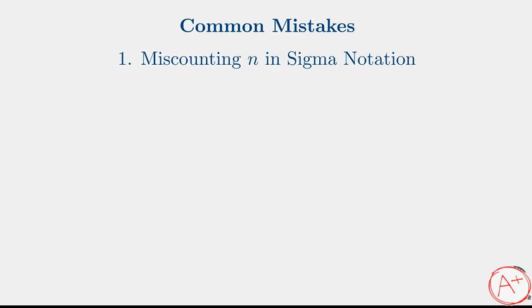In IB examinations, small errors can lead to a significant loss of marks. Let's look at how to avoid them. The first common mistake is miscalculating the number of terms in sigma notation. If a sum goes from r equals 4 to r equals 10, many students think there are 6 terms. Actually, there are 10 minus 4 plus 1, which is 7 terms. Always use the top minus bottom plus 1 rule.